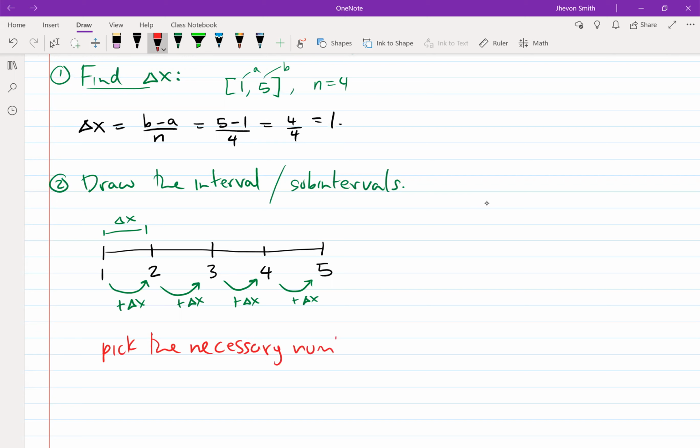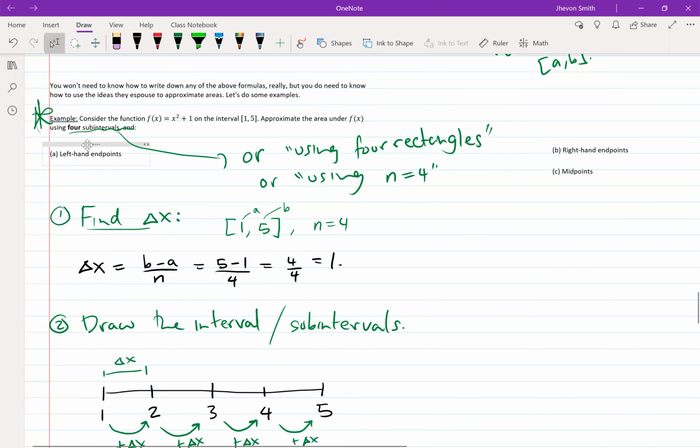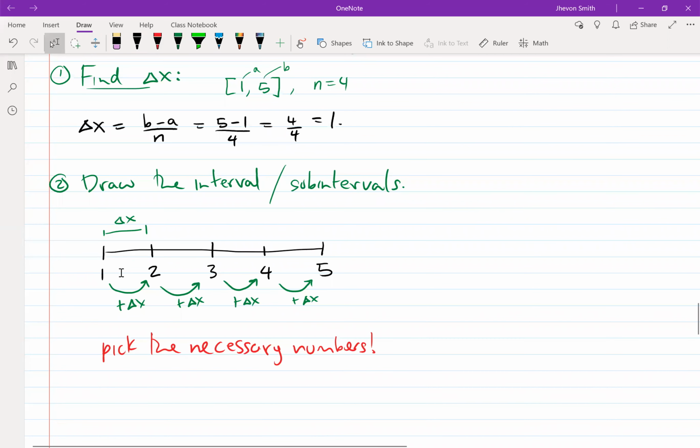How do I know what the necessary numbers are? Well, for part A, I'm using the left-hand endpoints, which means, looking at each subinterval, I want the number on the left. In the first subinterval, 1 is on the left. In the second subinterval from 2 to 3, 2 is on the left. In the next one from 3 to 4, 3 is on the left. In the next one from 4 to 5, 4 is on the left. So these are the 4 numbers I'm going to pick. These are the numbers on the left.